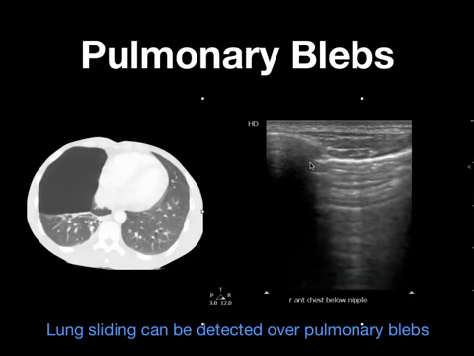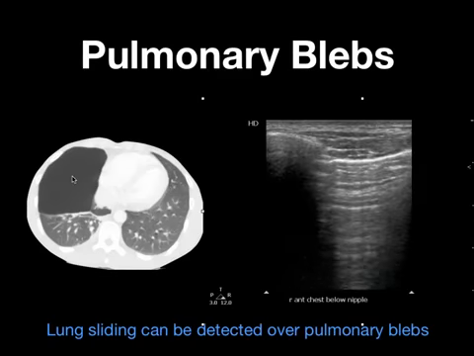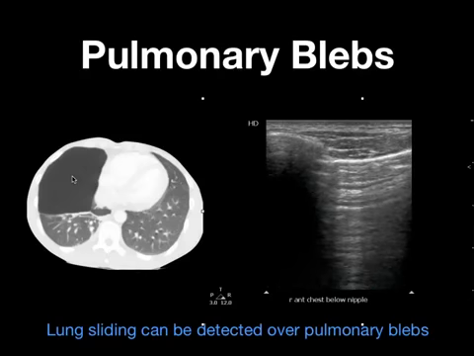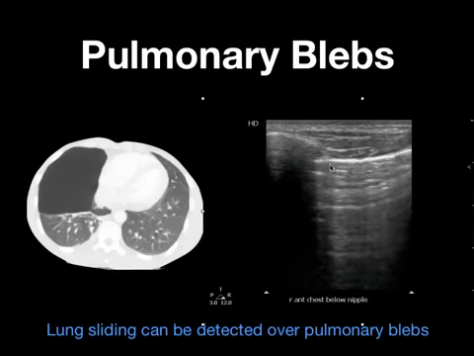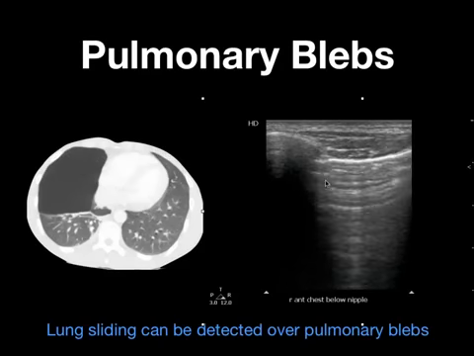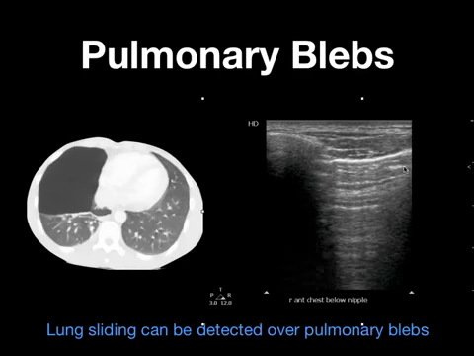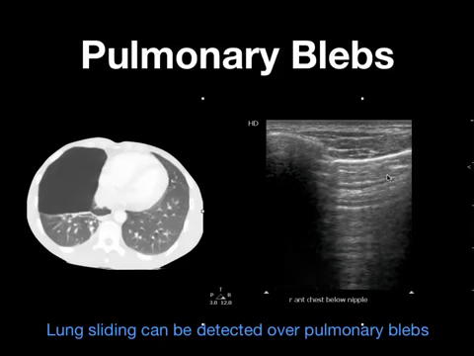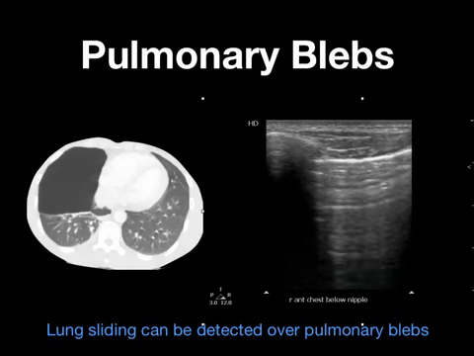Can lung sliding be detected over pulmonary blebs? And the answer is absolutely. There have been several small studies that have looked at this, and here's an example of a patient with a large bleb. There was a question on the chest x-ray in this patient with respiratory distress as to whether or not there was a pneumothorax. A CT was recommended by radiology. Taking a look at the area directly over the pulmonary bleb, you can clearly see that there's lung sliding. You can see horizontal movement back and forth of the pleura. You can see some intermittent comet-tail or ring downs, but this was a patient who did not have a pneumothorax, and ultrasound was clearly helpful here.